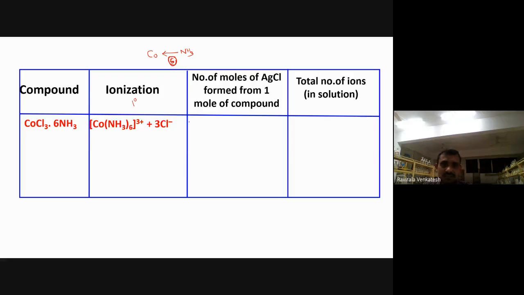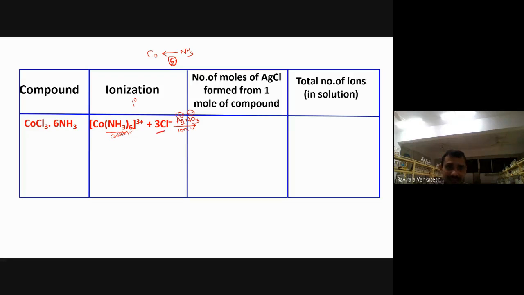Now, if I treat this one with AgNO3. Now, remember this AgNO3 does not react with this ammonia. Why? Because it is a covalent compound. AgNO3 is an ionic compound. This is Ag plus and NO3 minus. Ionic compound never reacts with covalent. This is covalent, that means dative bond is nothing but covalent only. And this one is actually ionic. So ionic never reacts with the covalent.